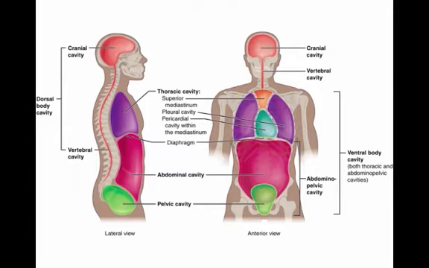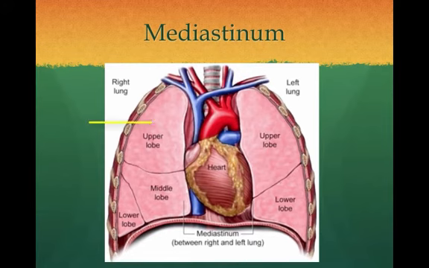This cavity can be divided into two pleural cavities that contain the lungs, and the mediastinum that contains the pericardial cavity. The right pleural cavity surrounds the right lung, and the left pleural cavity surrounds the left lung. The mediastinum is the area between the right pleural cavity and the left pleural cavity.